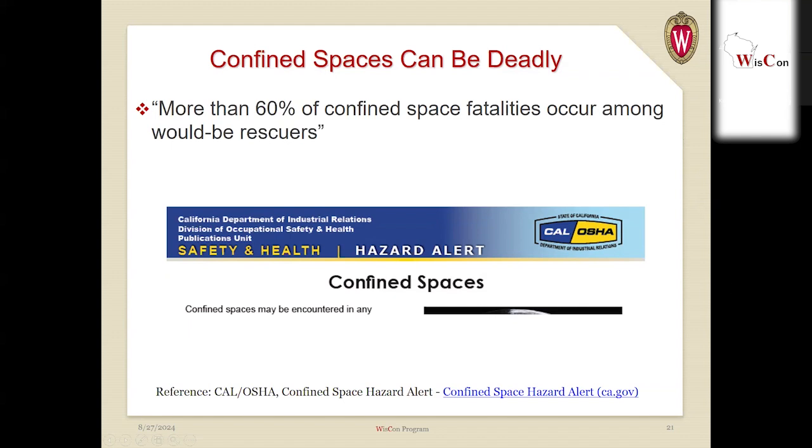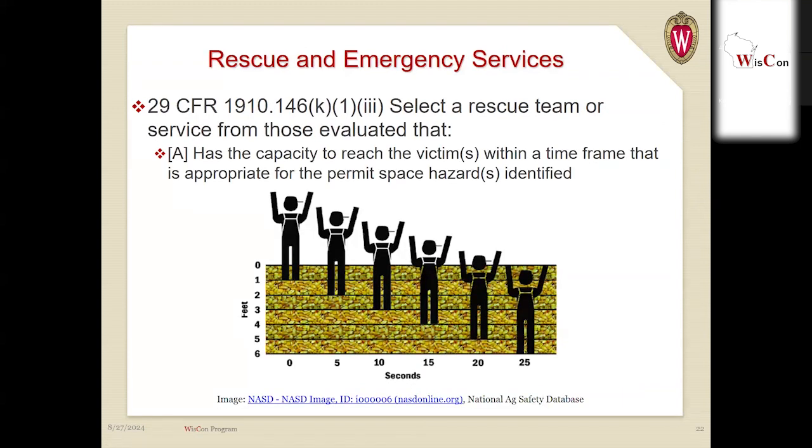So one of the reasons confined spaces can be so deadly is because would-be rescuers end up becoming victims. Frequently, a person's initial response to seeing somebody drop in a confined space is to go and get them. And usually that results in the would-be rescuer then becoming the victim, as I previously said. So I wanted to talk about some aspects of rescue.